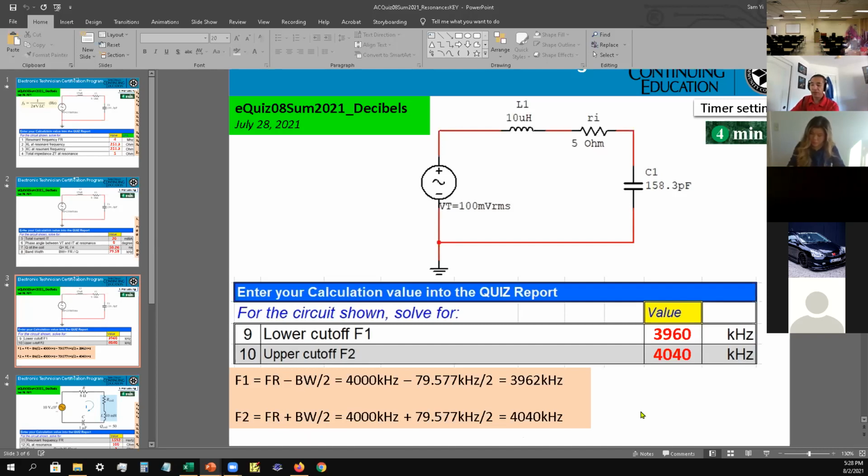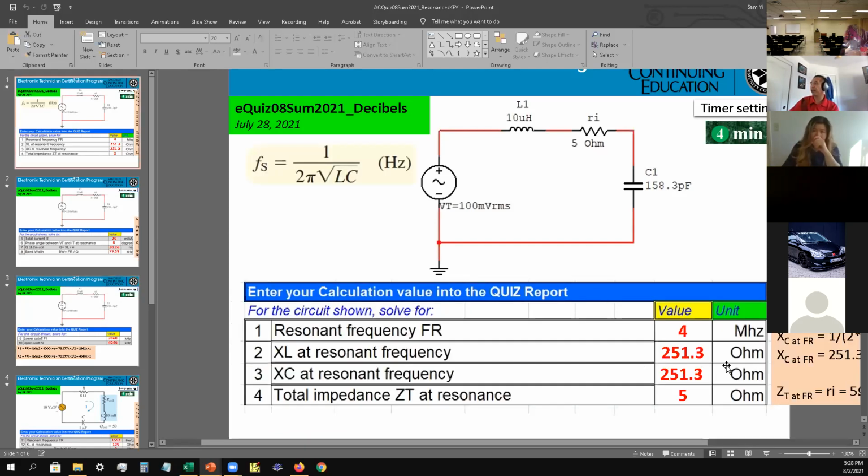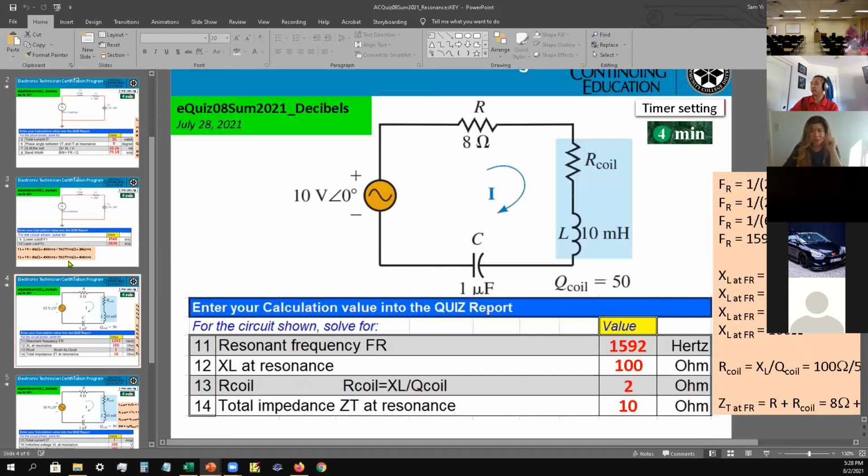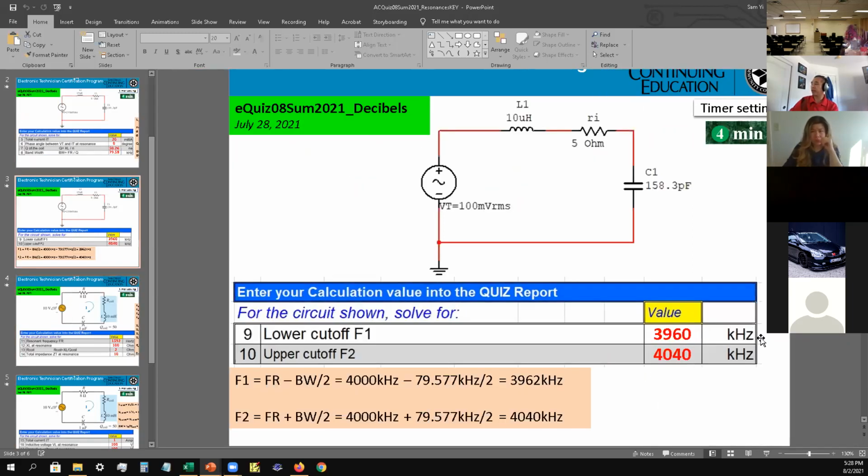Hey, Sam, just real quick. Yes, go ahead. On our resonant frequency, we made that 4 megs, you agree? Yes, we got 4 megs up here. And what numbers did we have for F1 and F2? Why didn't we leave those in megs too? Because the answer they want is in kilohertz. Yeah, I understand that, but wouldn't it have been better to say 3.96 megs and 4.040 megs? But the answer they want is in kilohertz. All right, go ahead, move on, forget it.